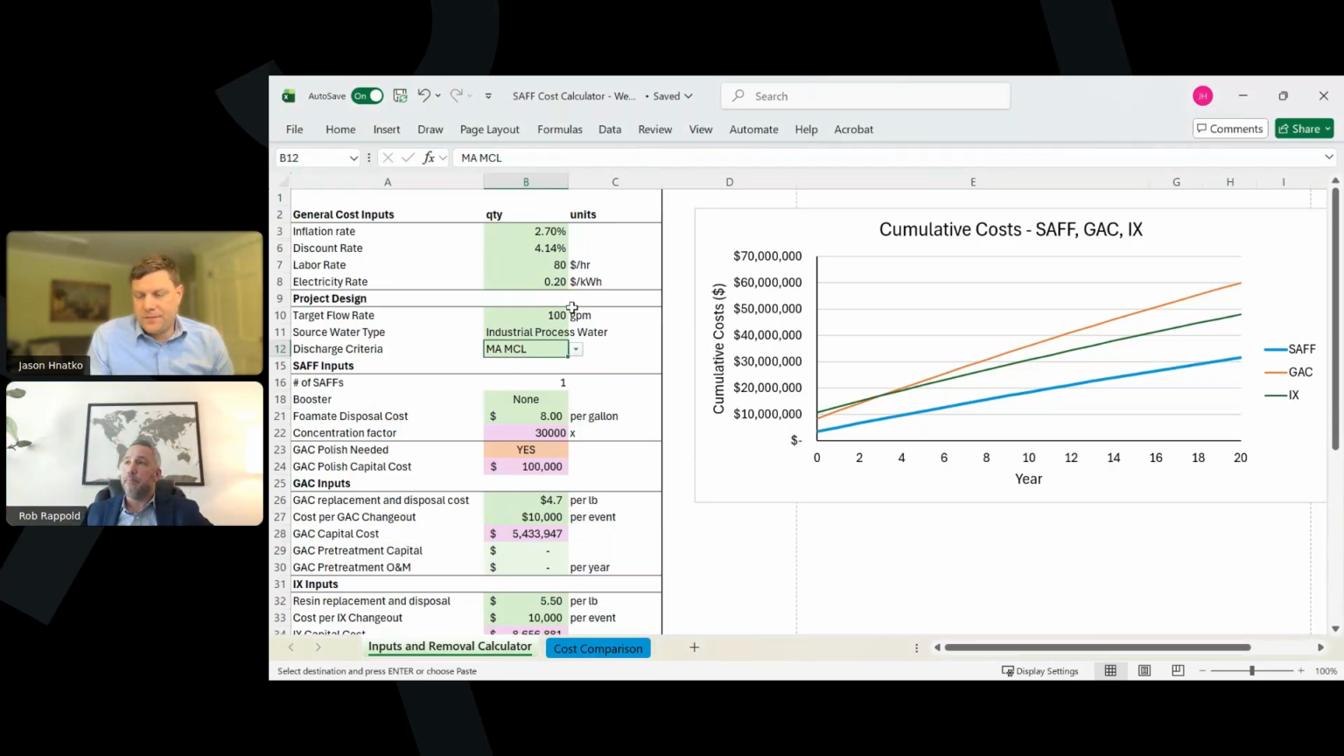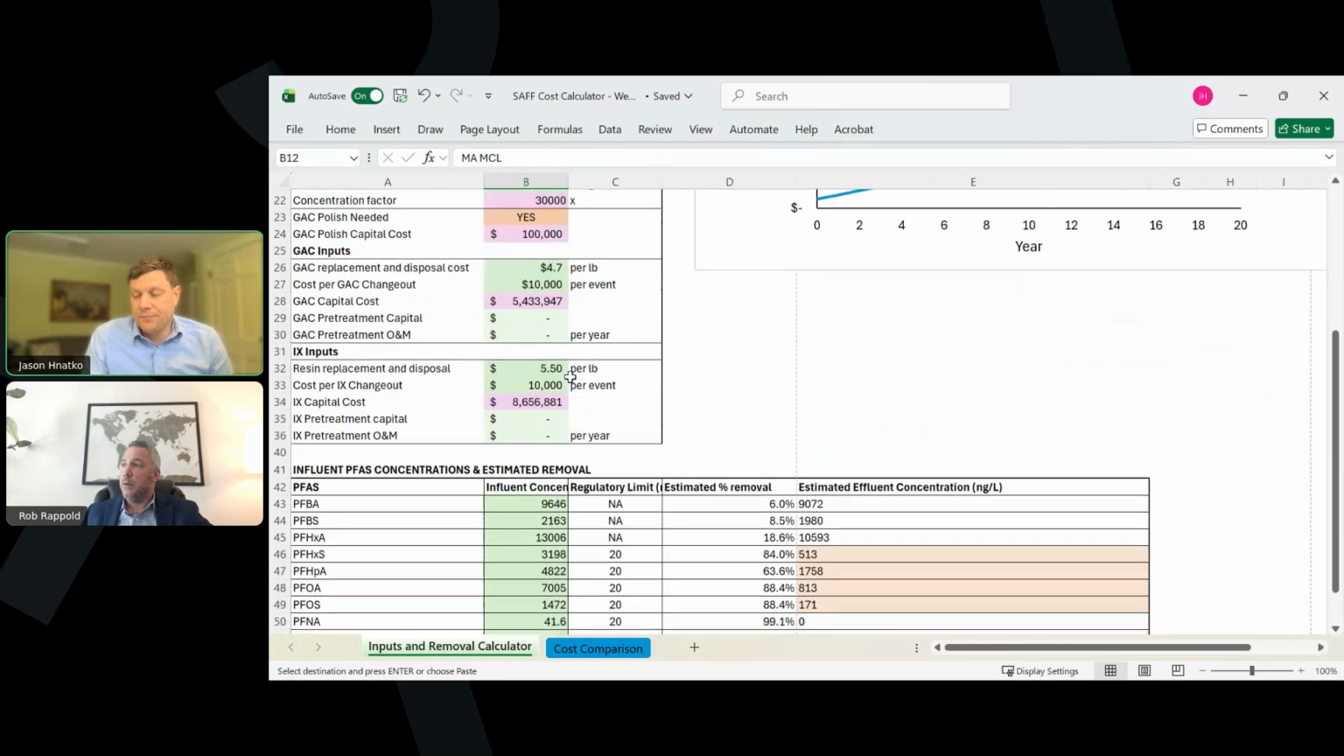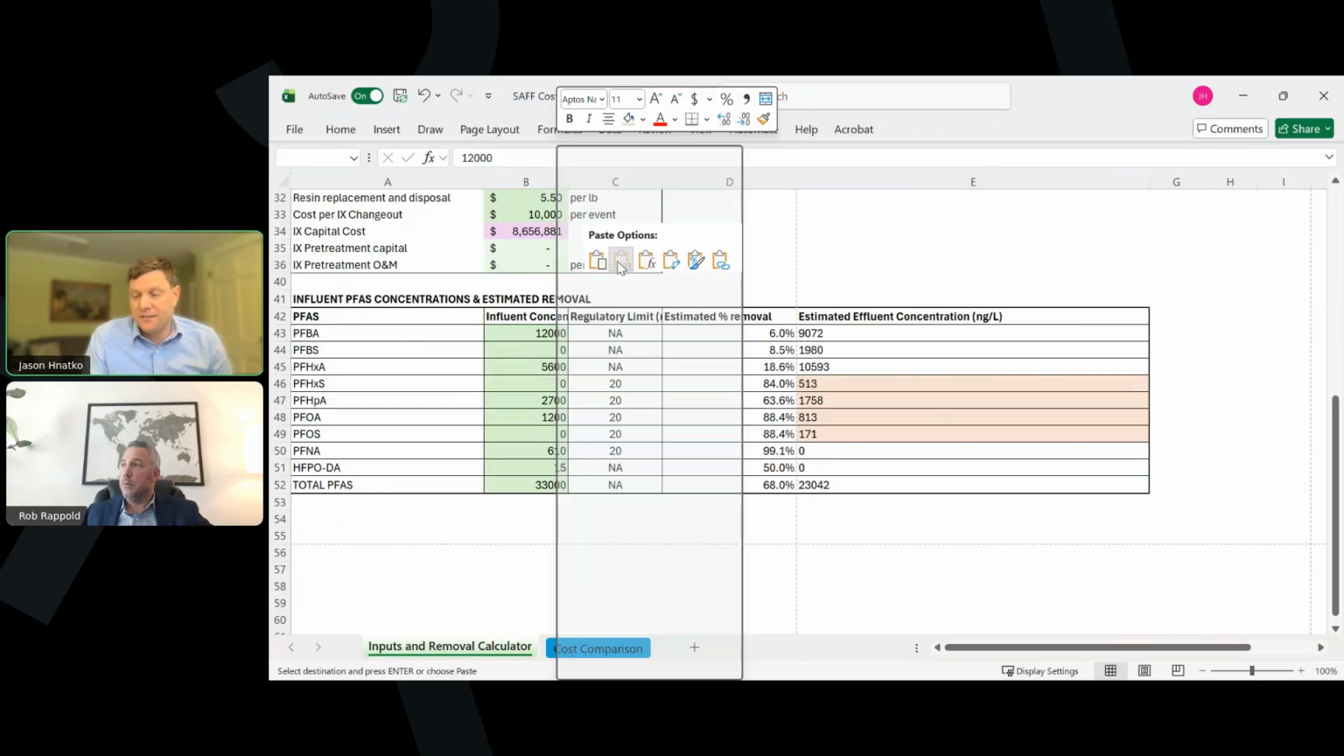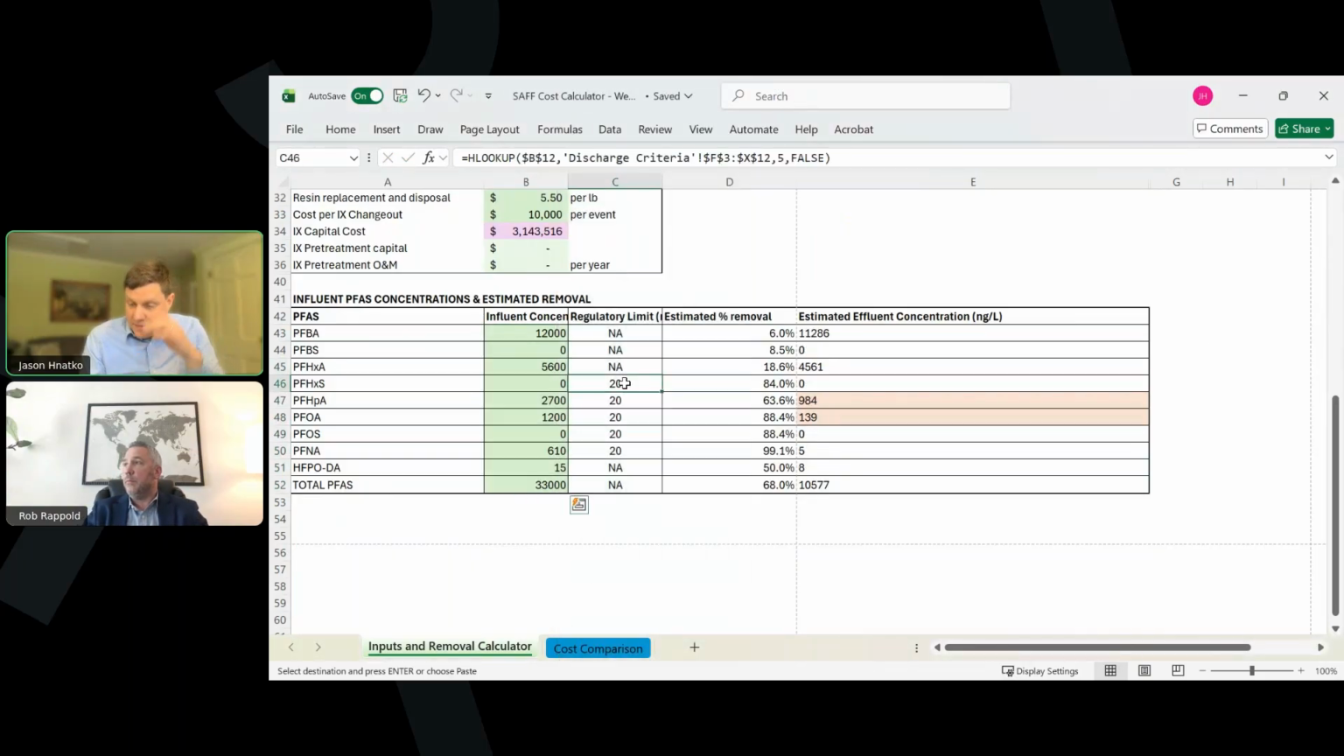All right. So as Rob said, we have 100 gallons per minute. We're looking at industrial process water. We're using the Massachusetts MCLs in this case. So when you come down here, you'll see there are 20 parts per trillion for the Massachusetts MCLs. And then this is the water that we saw in an industrial water source. It's a pretty interesting water because it's only carboxylic acids. None of the sulfonic acids are present in this water. It's all carboxylic acids.